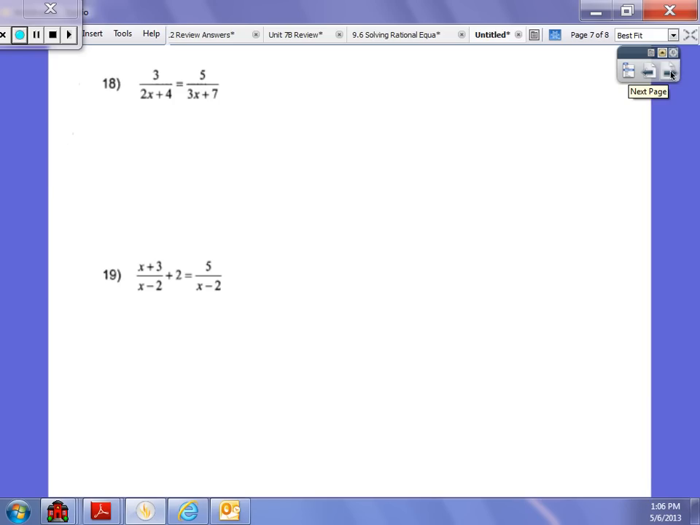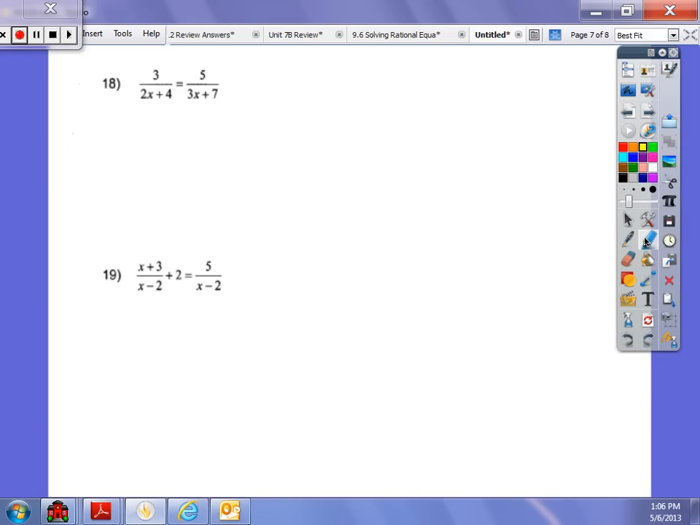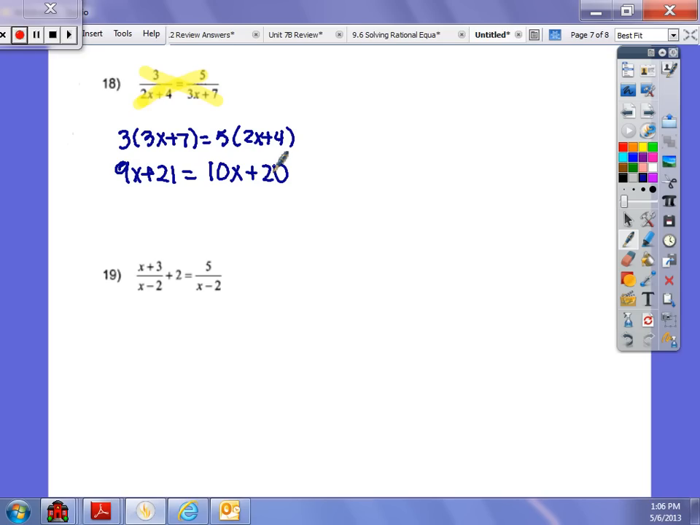Okay, the next one is also what we did today. It is cross multiplying. So you're just going to cross multiply. 3 gets multiplied to 3x plus 7, and 5 gets multiplied to 2x plus 4. Make sure you distribute all the way, and you wind up getting a simple Algebra 1 three-step equation.